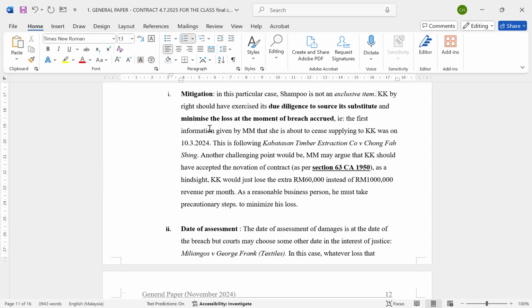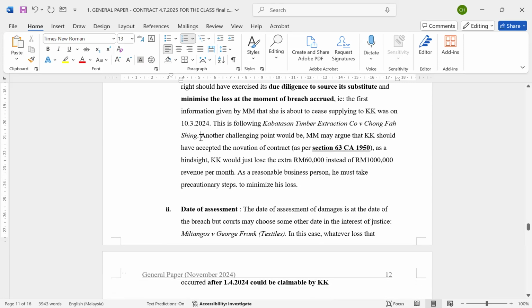So they will say, I already notified you on 10th of March 2024 that I will not supply you, but you did not take any step to prevent your loss. It's at your own liability, not mine. So this will be the counter move. Okay. So another case to support this will be Kapatasan Timber Extraction against Chong Fa Xing.